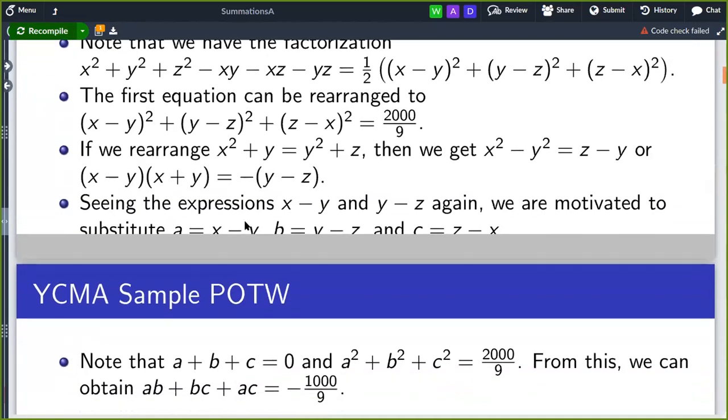So a plus b plus c is 0. And from what we had above, (x minus y) squared plus (y minus z) squared plus (z minus x) squared means that a squared plus b squared plus c squared is 2000/9. And from here, we can square a plus b plus c and subtract a squared plus b squared plus c squared. That gives ab plus bc plus ac is negative 1000/9.